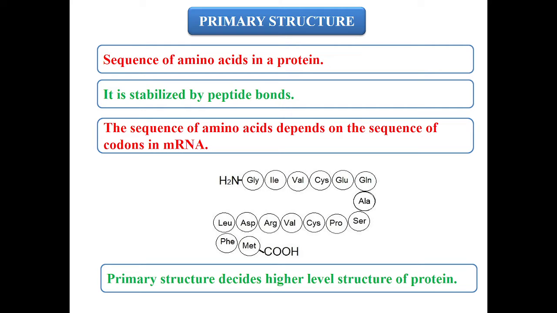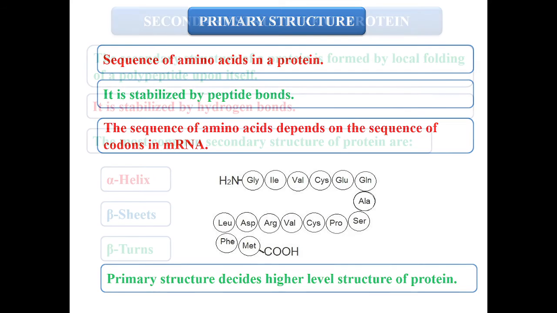The primary structure of the protein depends on the sequence of codons present in the mRNA. These codons will determine how the amino acids will be placed, and finally the primary structure of protein. This primary structure of protein will ultimately decide any higher level structure of protein, that is secondary structure, super secondary structure, tertiary structure and quaternary structure.